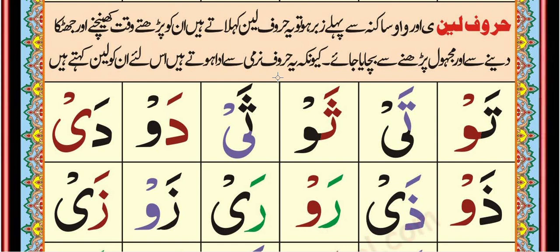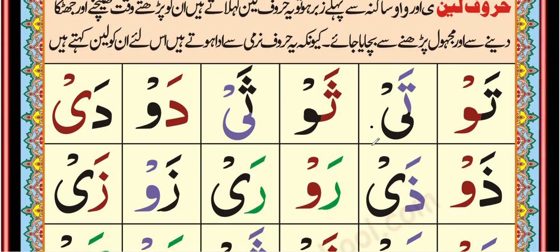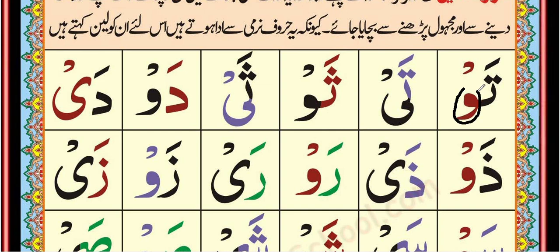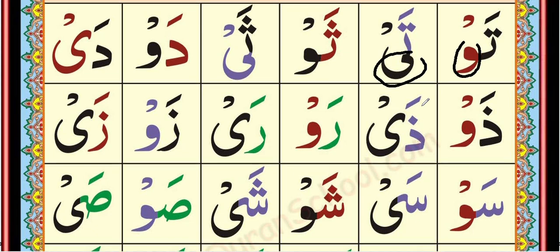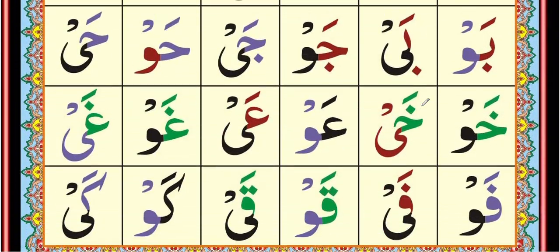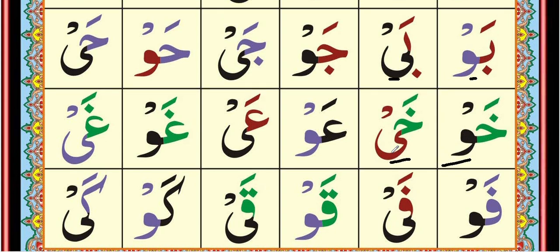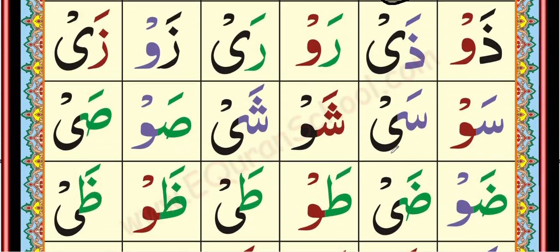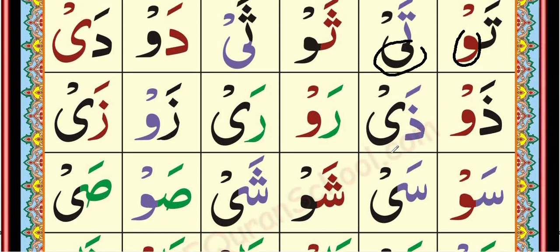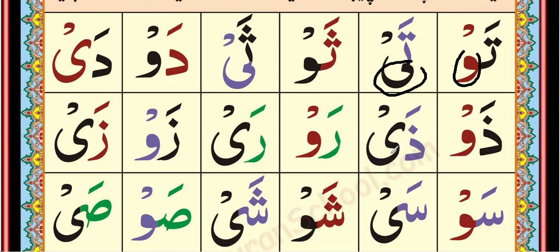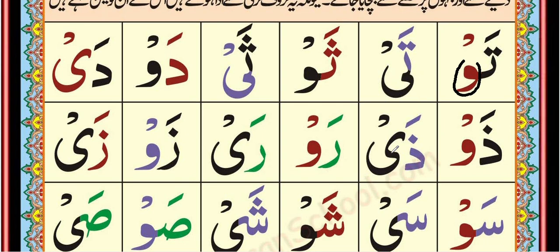Leen letters have two letters. There are two letters related to the Leen category, that is waw and ya. You see that this is waw, this is ya. In the whole page you see waw ya, waw ya. This page is totally about Leen letters. So the two Leen letters are waw and ya.